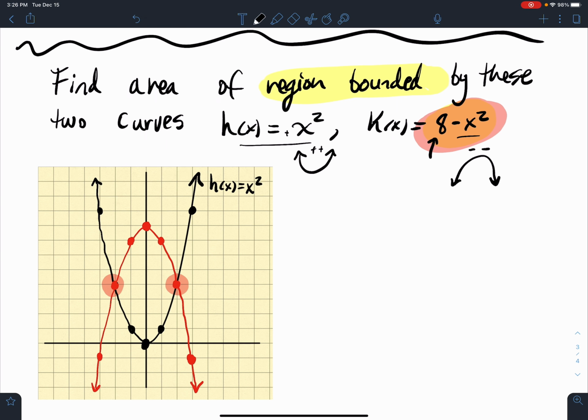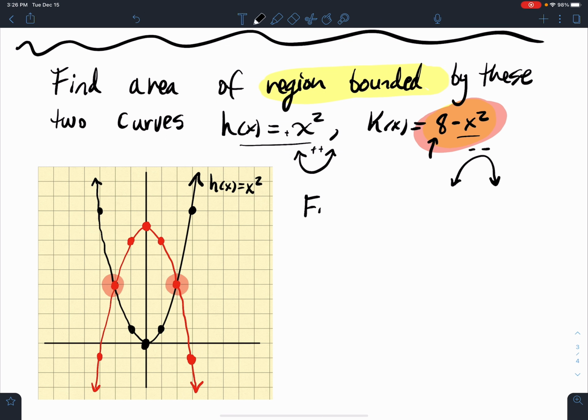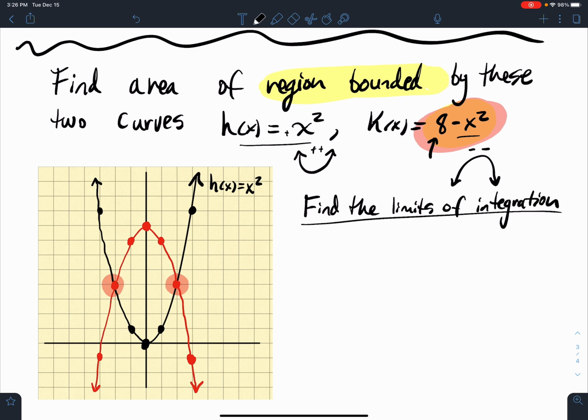I'm assuming you answered that. We have to set them equal to each other. Find the limits of integration. Okay? Got to find the limits of integration. So how do we do that?